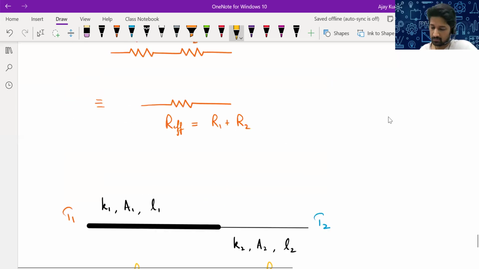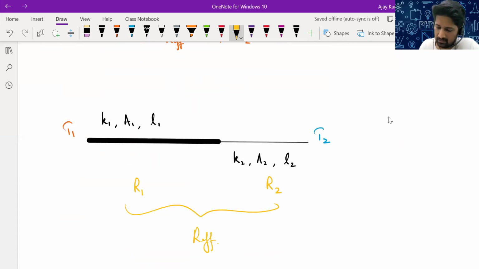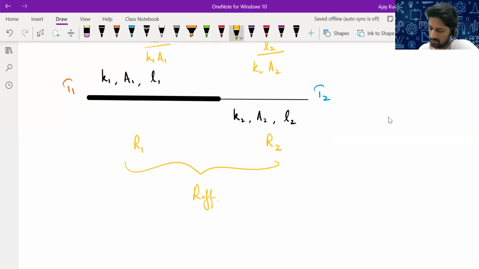How do you write thermal resistance? We just discussed, thermal resistance is L by KA. So for the first conductor, the thermal resistance will be L1 by K1A1. For the second conductor, the thermal resistance will be L2 by K2A2. These two conductors are placed next to each other. Heat has to flow through one of them and then through the other one. So they are in series. How do you write effective thermal resistance? L1 by K1A1 plus L2 by K2A2.